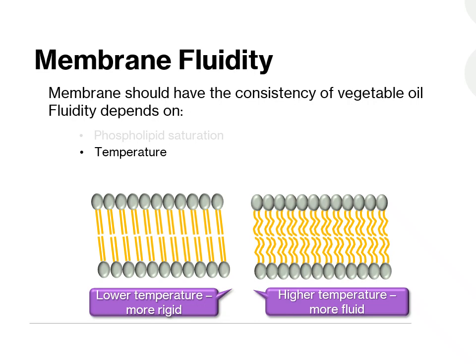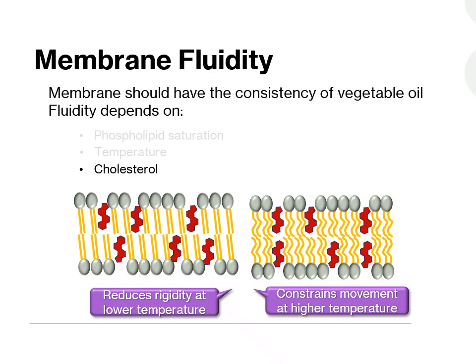The final factor we're going to consider in membrane fluidity is cholesterol. Cholesterol actually has a dual function in maintaining membrane fluidity. At low temperatures, cholesterol can force the phospholipids apart to reduce rigidity, and at higher temperatures, it can constrain phospholipid movement to reduce fluidity.